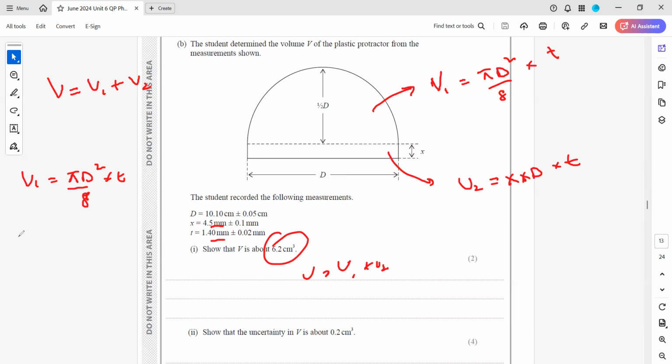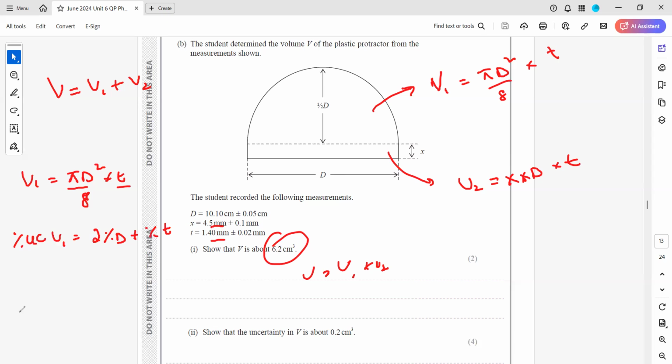So the percentage uncertainty in V1 will be, because 8 and pi are constant, twice the percentage uncertainty in d plus the percentage uncertainty in t. Even if quantities are added, multiplied, or subtracted, anything happens to the quantity, the percentage uncertainty will always add. So this will give us the percentage uncertainty in V1.